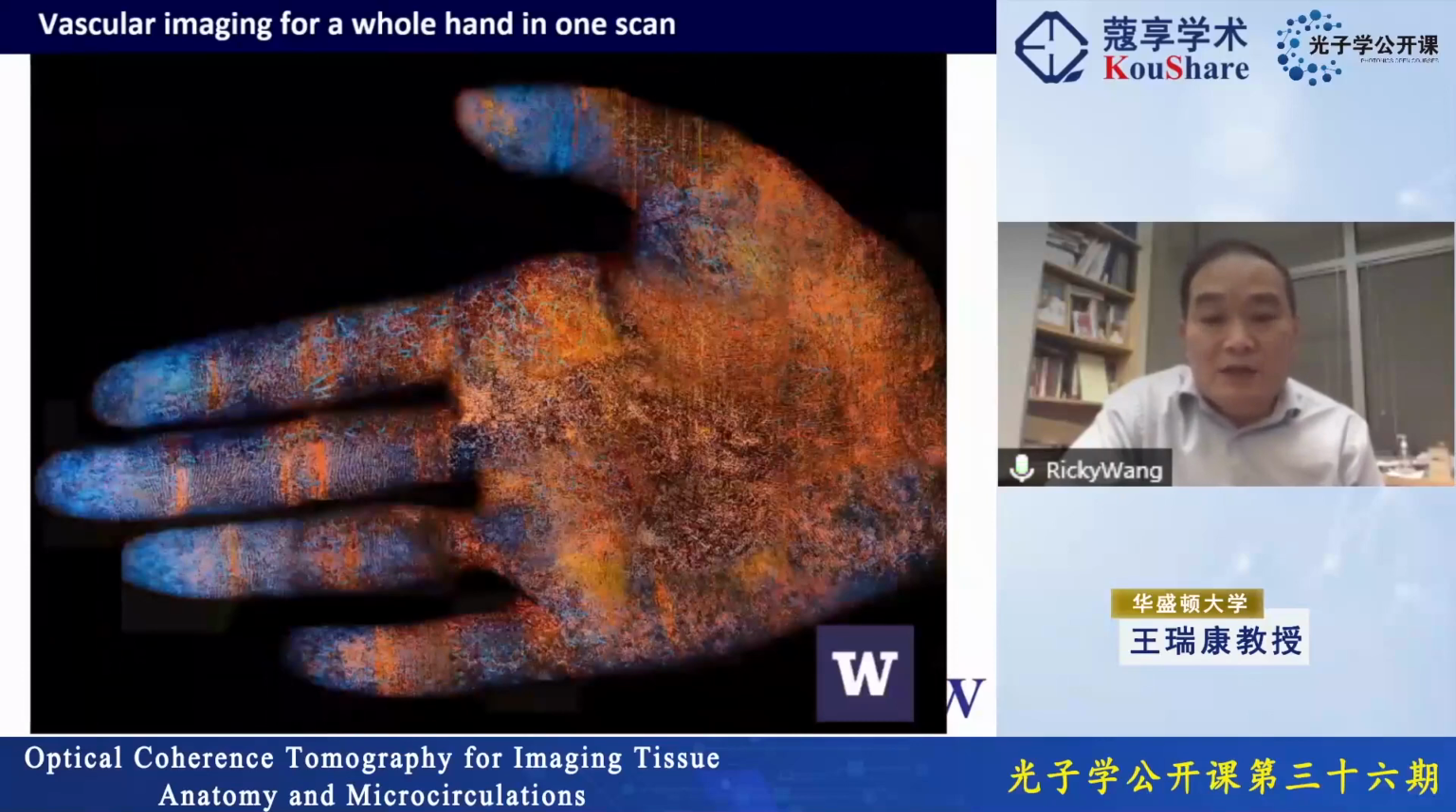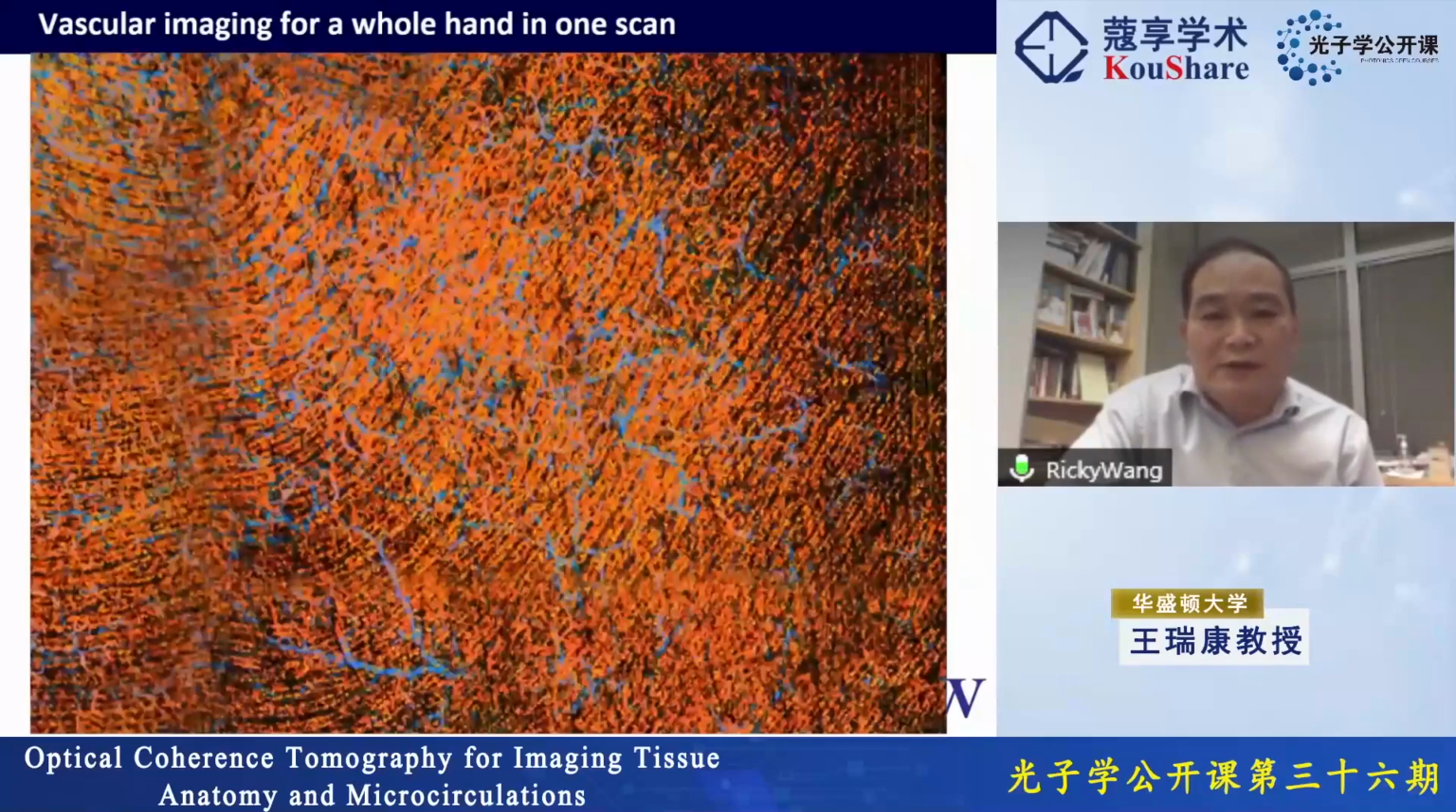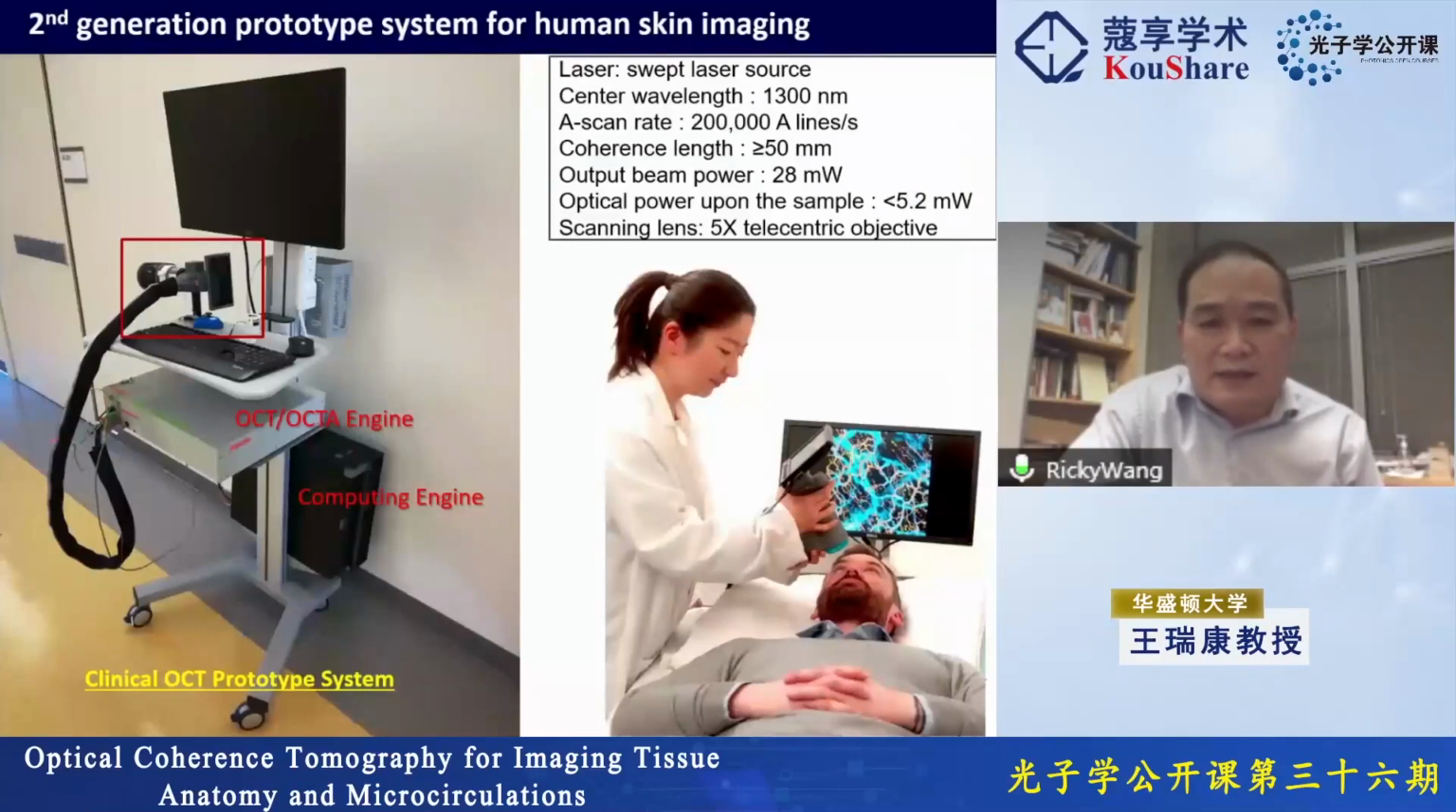So this is the first generation of the system, and we have since had a second generation of the clinical prototype. This system works at 1310 nanometers with a scanning speed of 200 kilohertz. The ranging distance is about 50 millimeters, 5 centimeters. This is how the system looks, and of course, the system can be moved into clinical settings to look at patients.